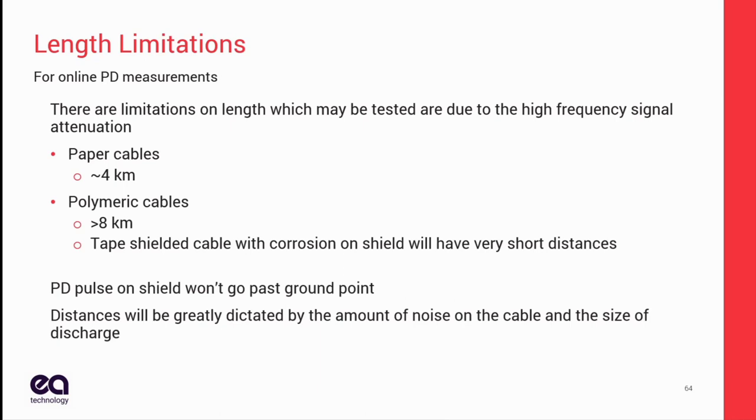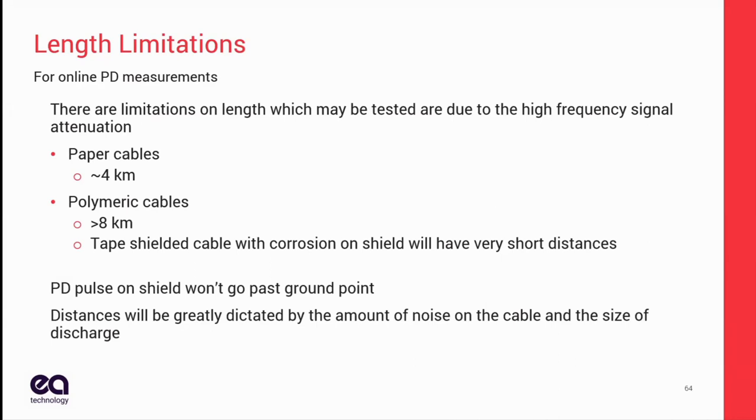But if you have a tape shielded cable with corrosion on the tape edges, when they put in a tape shielded cable and it's wound nice and tight, it's basically a tubular structure which has very little impedance. Imagine if those overlap points did not make contact. I no longer have a tube, I now have a big long inductor. And if I have that, I'm not going to be able to go very far at all, because I'm going to have so much inductance in the shield that the pulse is not going to get very far.